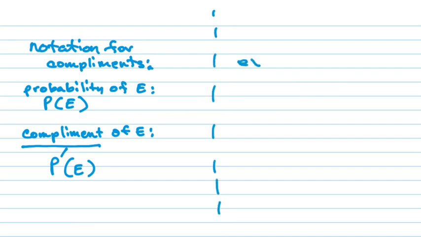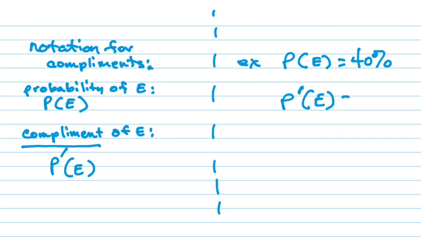So for example, if the probability of E is 40%, then the probability of not E, that's what that little apostrophe says, would be 60%. Instead of having to write out the word complement every time, you can just use this notation. You don't have to. You could write complement if you want to, but you can use this notation instead if you want.